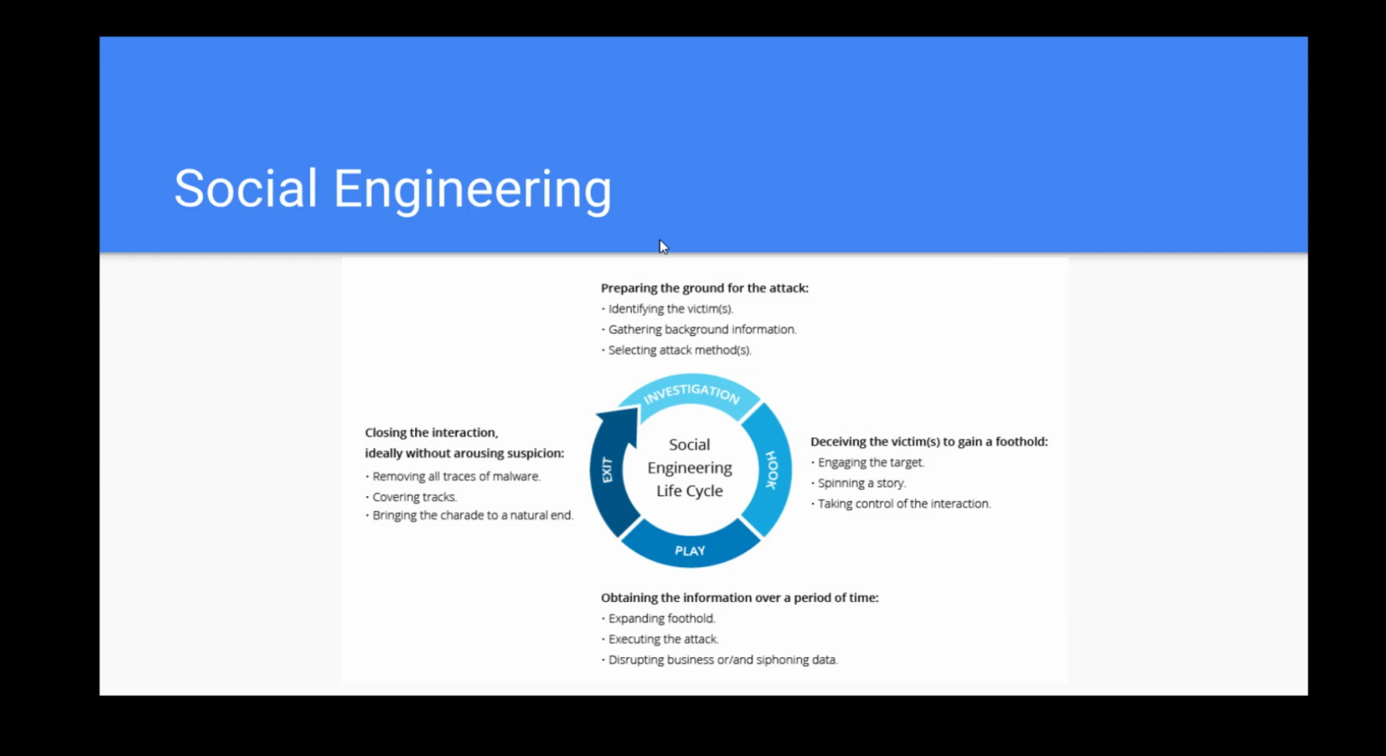So once they've obtained the information over time, they then cover all their tracks up, bringing everything to an end to make sure there's nothing which can be traced back to them. So again, this life cycle goes on and on and on each time they use social engineering.